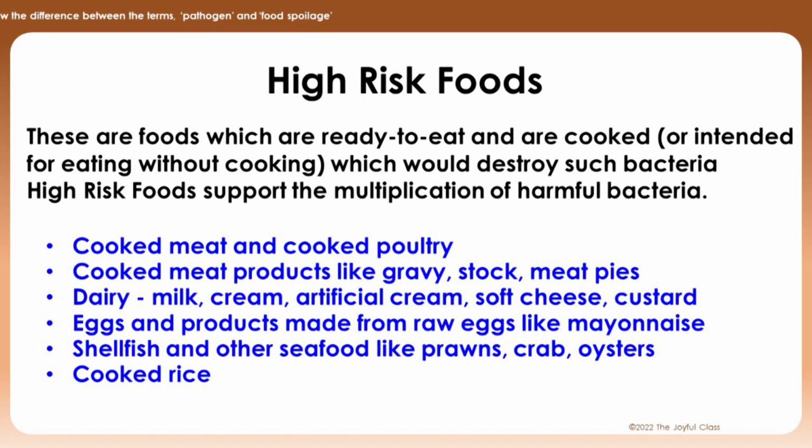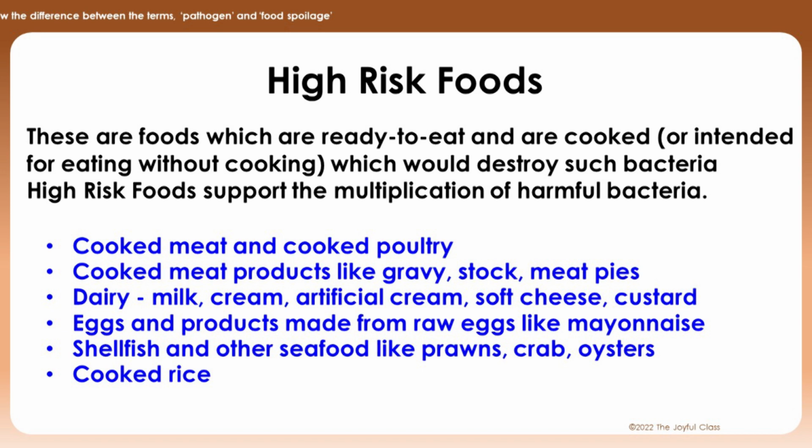High-risk foods are foods which are ready to eat and are cooked, and the cooking destroys the bacteria. Or it could also be foods that are intended to be eaten without cooking. High-risk foods support the multiplication of harmful bacteria. So things could be like cooked meat and poultry, cooked meat products like gravy, stock and meat pies, dairy, milk, cream, artificial cream, soft cheese and custard, eggs and products made from raw eggs like mayonnaise.